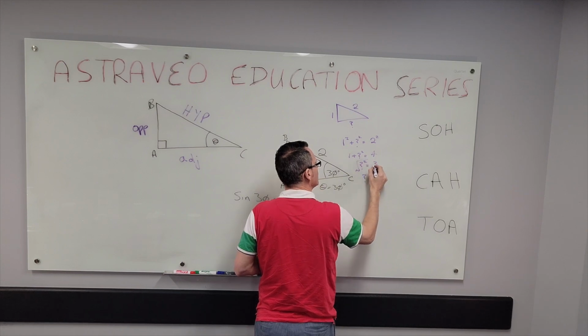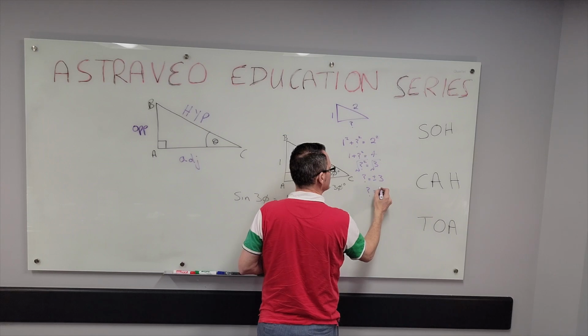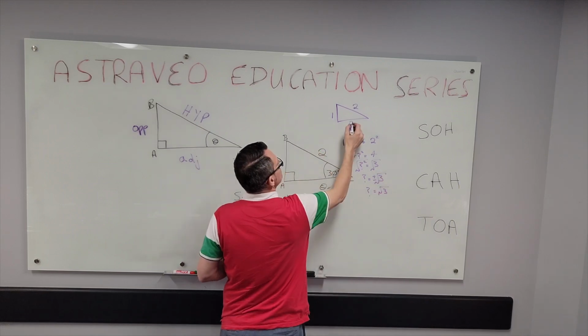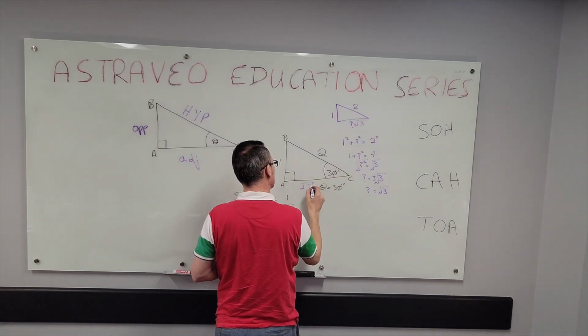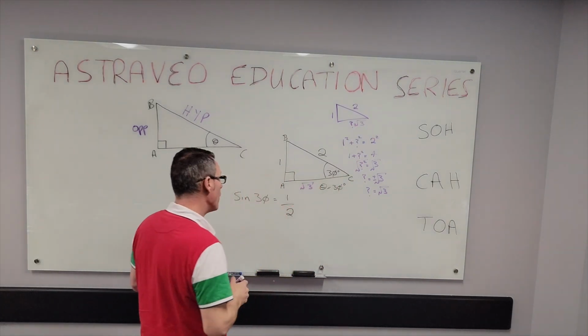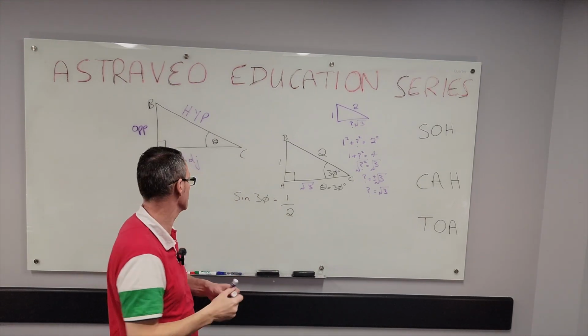Take the square root. Well, we can't have a negative distance. We know that side must be root 3. So now we can work out the cosine of 30 and the tangent of 30.